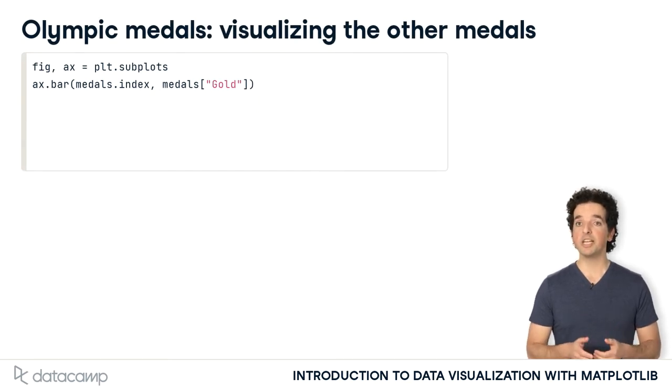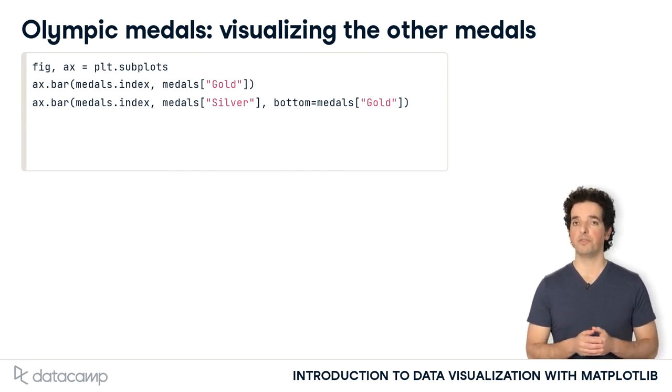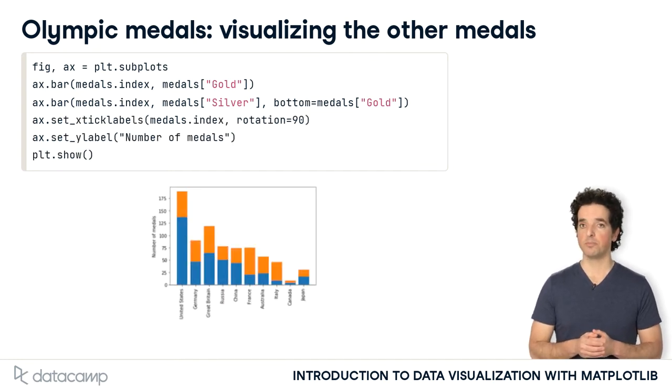Next, we would like to add the data about the other medals, silver and bronze. To add this information into the same plot, we'll create a stacked bar chart. This means that each new data will be stacked on top of the previous data. It starts the same way as before.